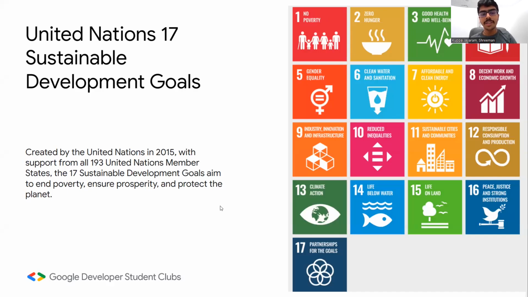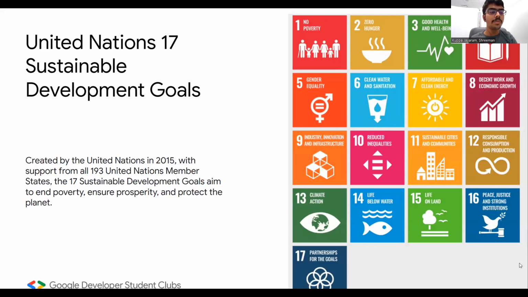So this was created by the United Nations in 2015 with support from over 190 United Nations member states. So the main aim of this is we want to end poverty, want to ensure prosperity and protect the planet. So what you can do when you start on a Solution Challenge project and you've gone into a team of 4 people max, you're going to pick one of these 17 goals as a focus for your project, as a goal for your project.